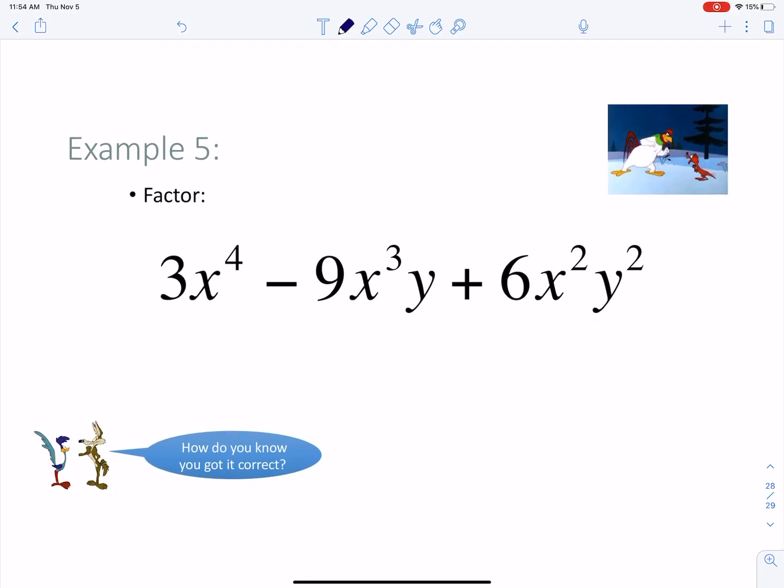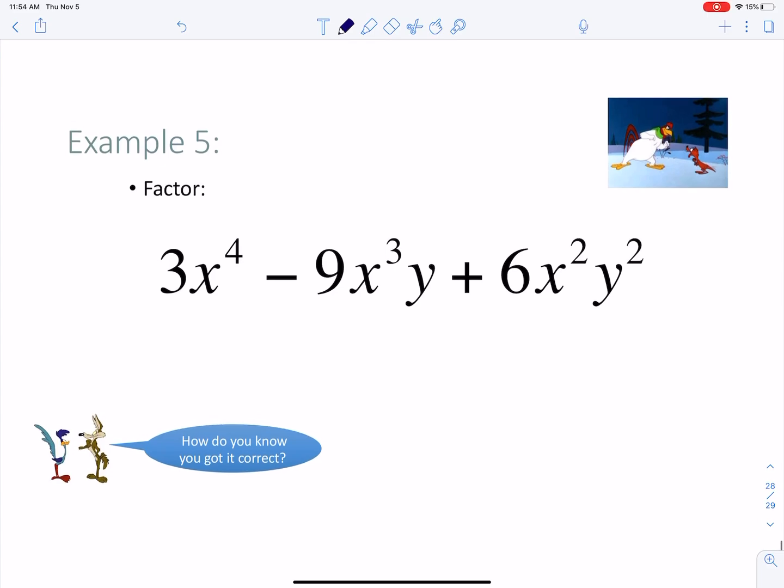All right, sometimes they get a little bit longer here, but we can still factor everything out. So we factor everything out by starting with our numbers. And starting with 3, negative 9, and 6. So 3 is the greatest common factor between those numbers. Then let's move on to our variables. X to the 4th, x cubed, y, and x squared, y squared. I said x in every single term, so I know that there's going to be an x that's in common. And then we have to go ahead and say what that exponent is. So that's going to be x squared.